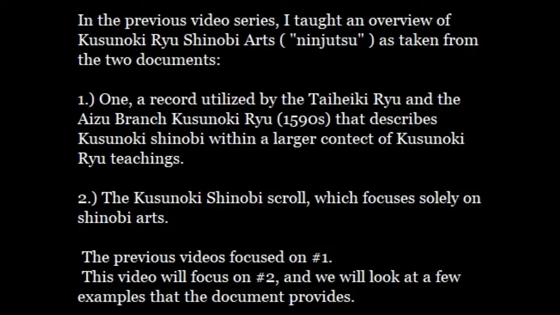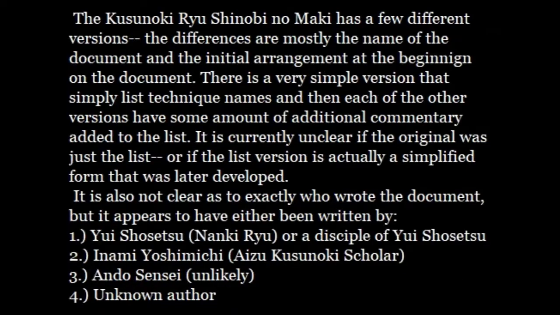What we're going to do is talk about it a little bit and go through it some, because I wanted you to have a little more exposure to this document. The Kusunoki Ryu Shinobi no Maki has a few different versions, and the differences are mostly in the title or the initial arrangement of the beginning of the document. There is a very simple version which just has the different entries listed by title with no further explanation or commentary, just the names of all the different teachings. I've looked at the different versions, and once you have access to multiple versions, you have a good amount of data to work with.